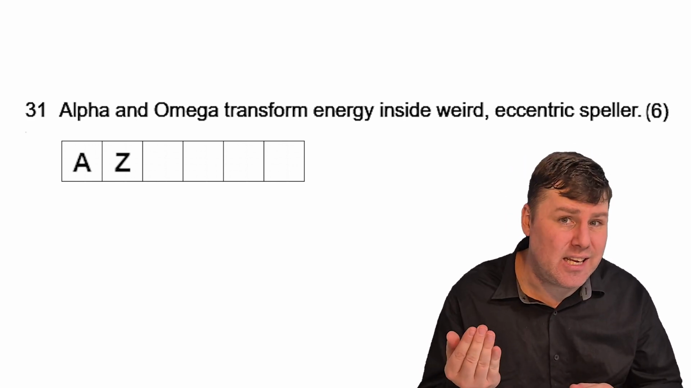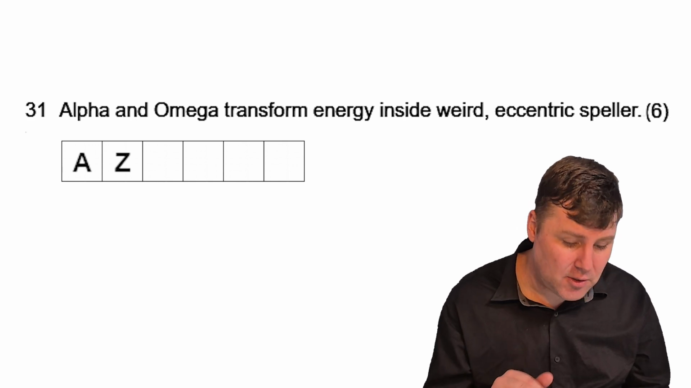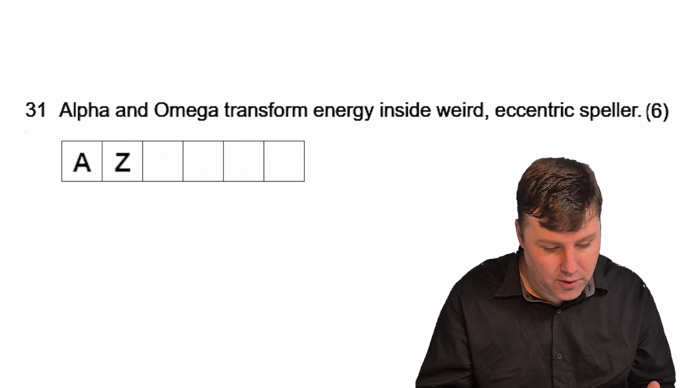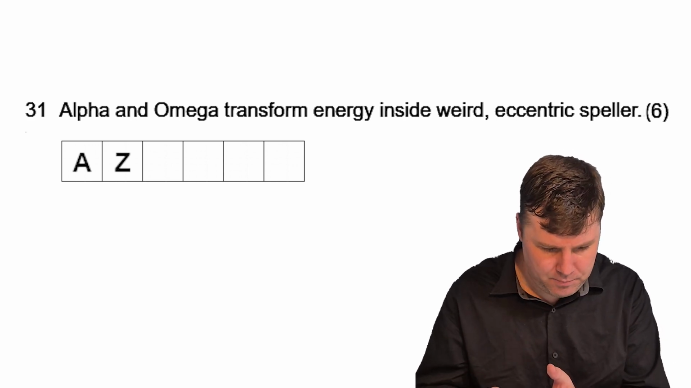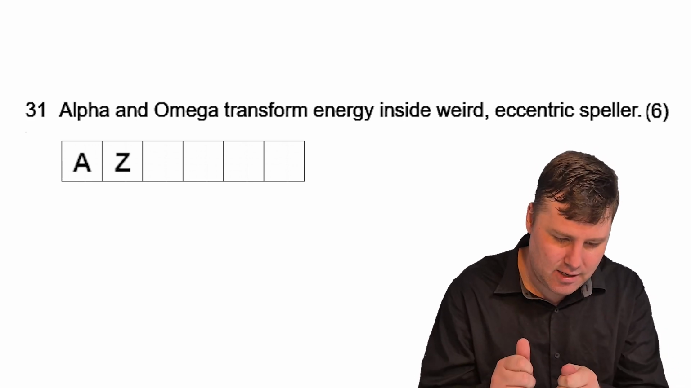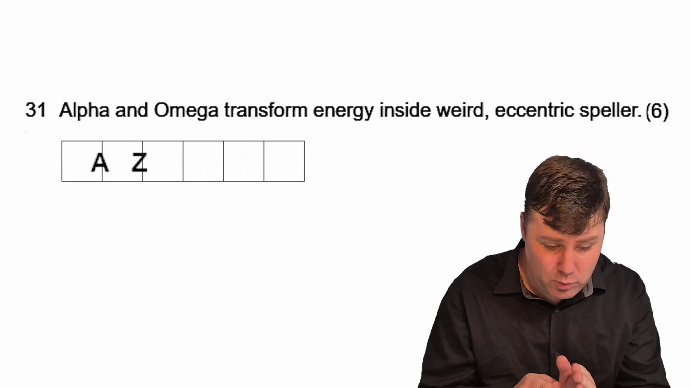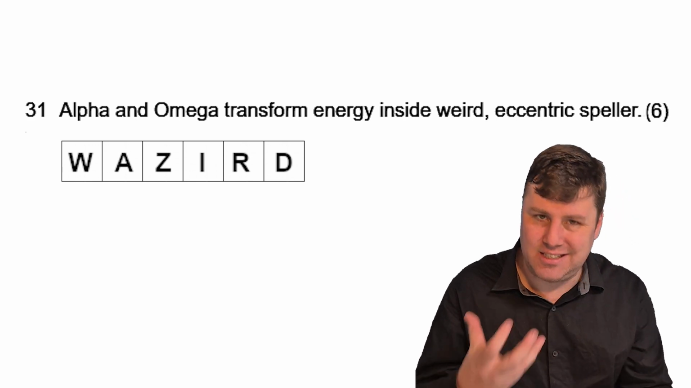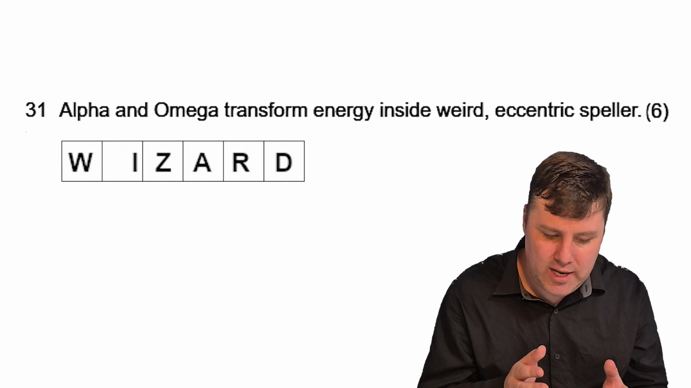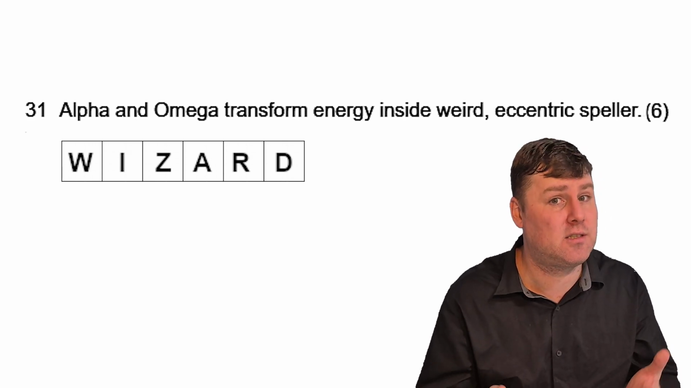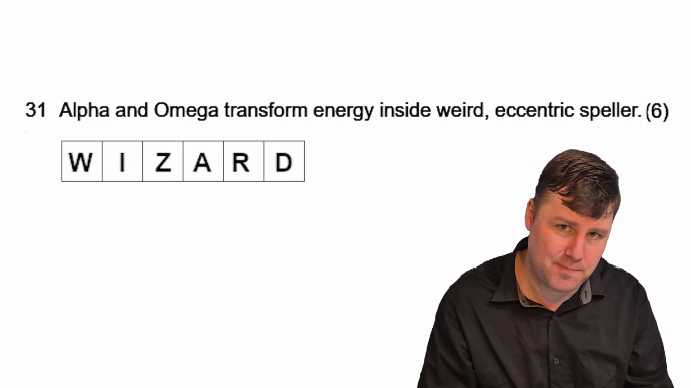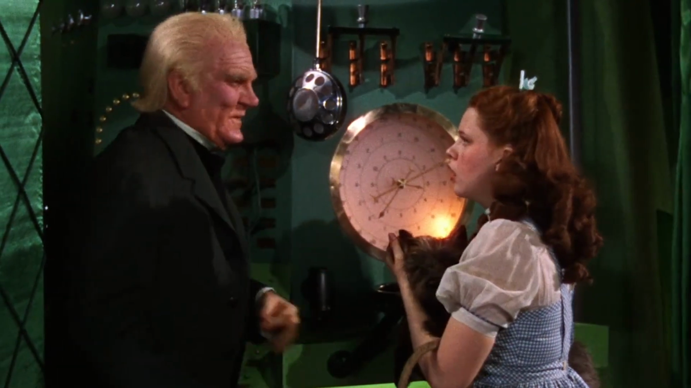And A and Z transform energy inside weird. Now, just as ecstasy can be represented by the letter E, so too can energy be represented by E. E equals mc squared. So the E inside weird is being transformed by alpha and omega, by A and Z. So if we replace the E in weird with Z and A eccentrically, in an eccentric manner, we're twisting it around a bit, we get a speller, or someone who casts spells, who is a wizard. The 6-letter answer for 31 across. I am the great and powerful Wizard of Oz.